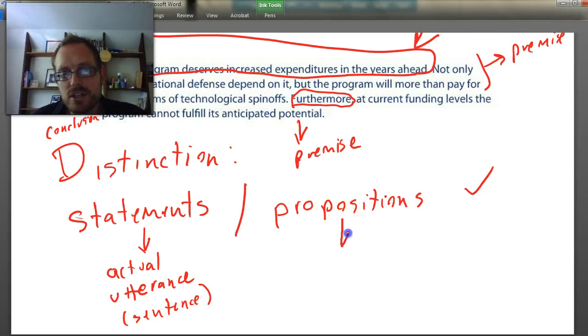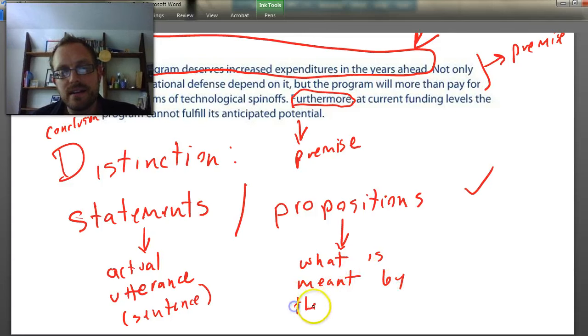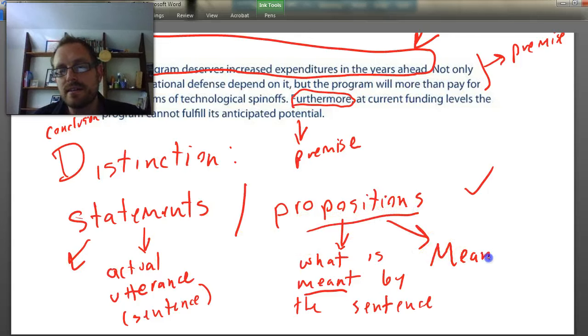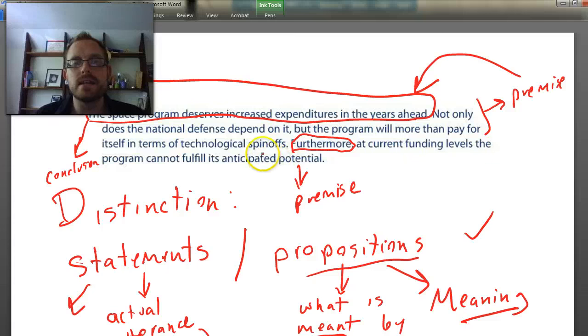Whereas the proposition isn't the utterance, but we would say that the proposition is what is meant by the sentence or the utterance. We're talking about the meaning, okay? So statements, right, essentially, this is the grammar, this is the sentence, whereas the proposition here is the meaning. It's the meaning of the claim. So for instance, think about it like this. Let me say it like this. We can take this statement here. The space program deserves increased expenditures in the years ahead.